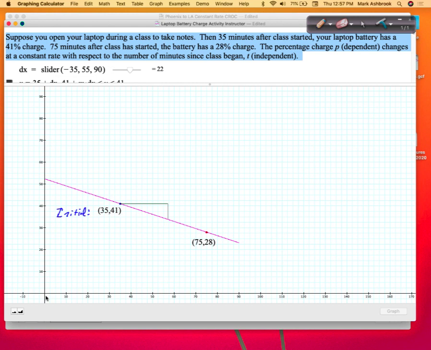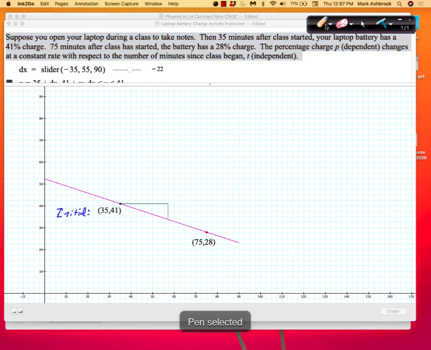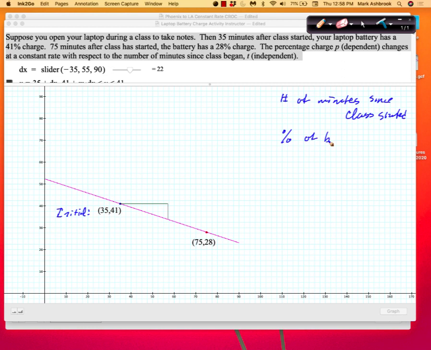You're building the mathematical relationship of number of hours or number of minutes since class began, and percent battery. So that's two quantities. They're in a relationship. I want you to write the mathematical relationship, but build it up from scratch.